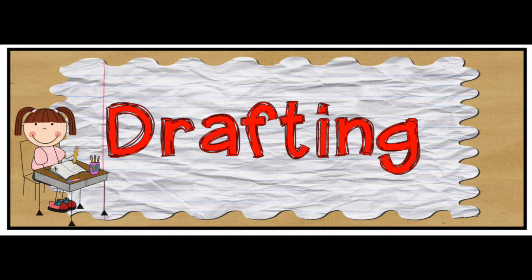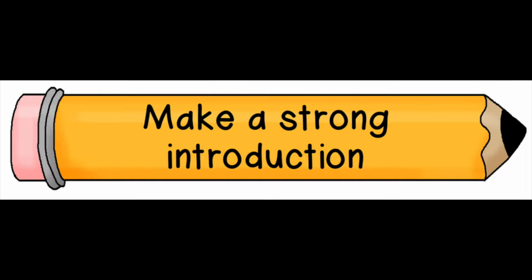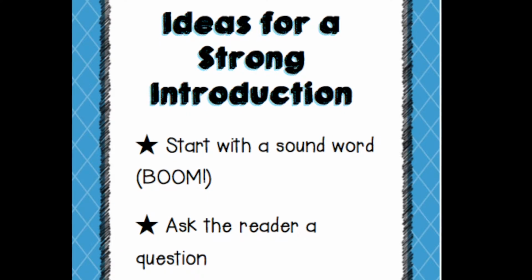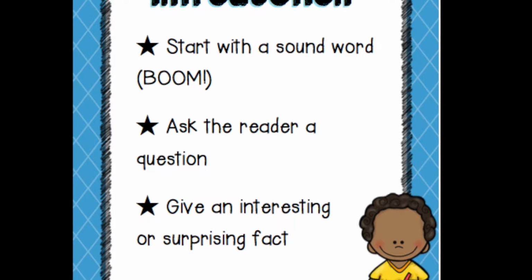The next stage in our writing process is the drafting stage. This is where we actually begin to write our piece. To start, we make a strong introduction. An introduction is the beginning of a paragraph, and you can start with a sound word, ask the reader a question, or give an interesting or surprising fact.